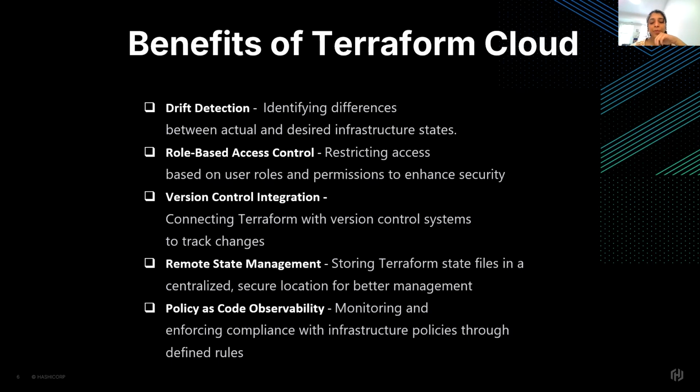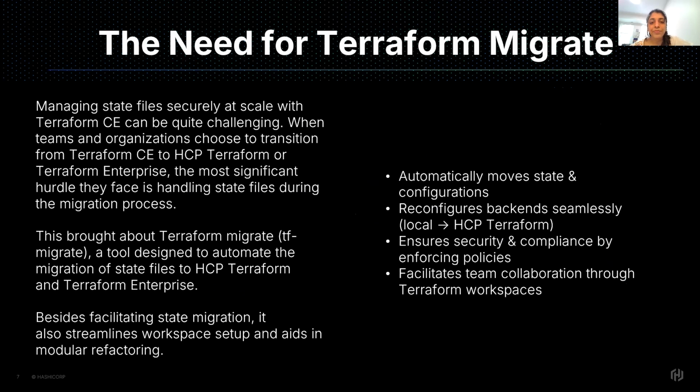We've talked a little bit about this, but there are a lot of benefits like drift detection, which means it identifies differences between your actual and desired infra states. Role-based access control restricts access based on user roles and permissions to enhance security. It also has version control integration, which is connecting Terraform with version control systems to track your changes. It has remote state management, which is storing Terraform state files in a secure location, and policy as code observability, which is basically monitoring and enforcing compliance with infra policies through defined rules, right?